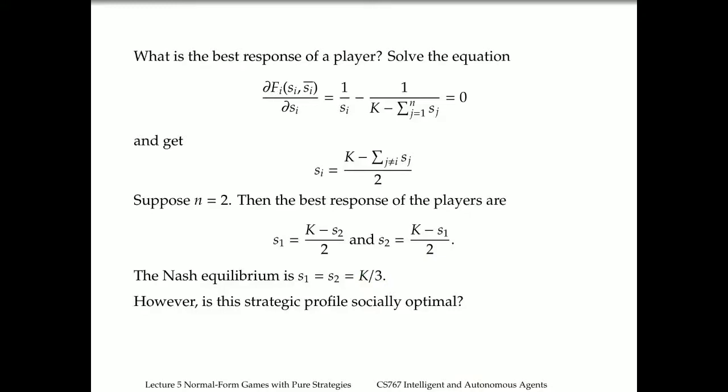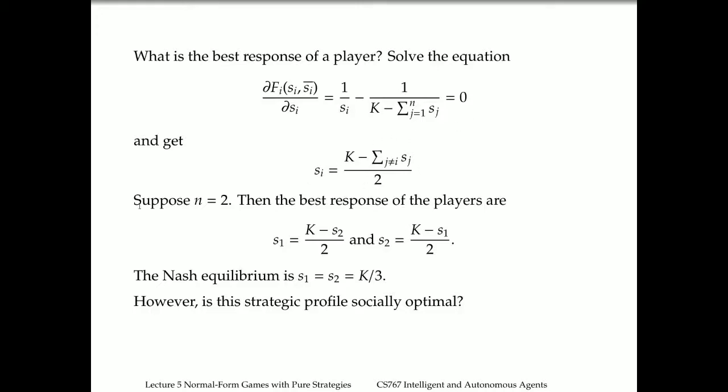We employ some calculus. So what is the best response of the player? We need to solve the equation. So we take the derivative of the payoff function Fi with respect to Si, and this would give us this, and we set this to be 0. So we want to look for the Si which satisfies this equation. So that will be this one.